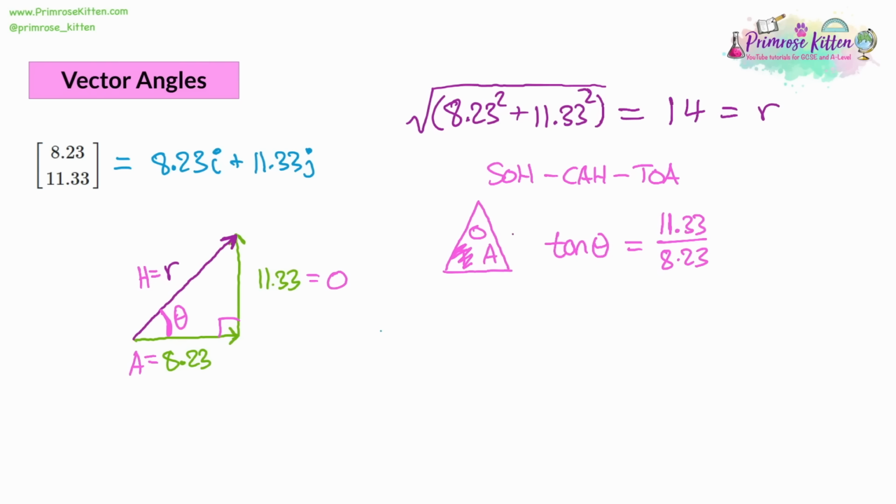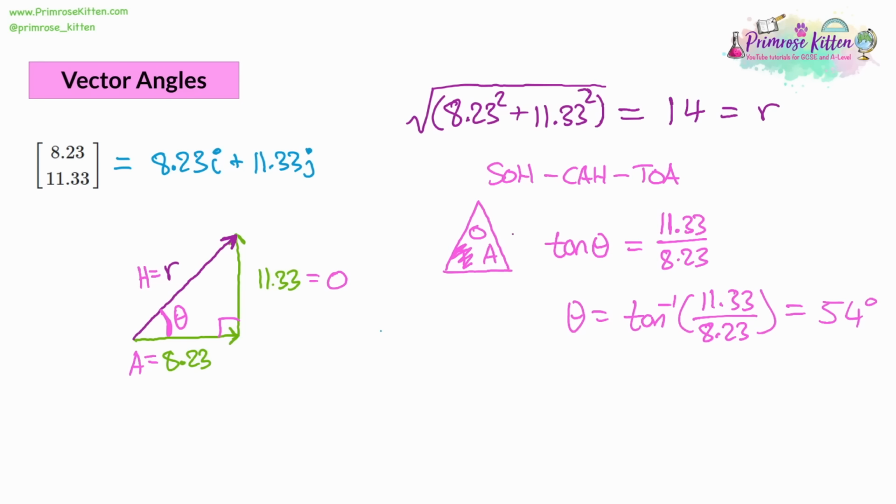So to solve the equation, we need to do tan to the minus 1 to both sides to get theta on its own. It's going to be tan to the minus 1 of 11.33 over 8.23. That can be typed into your calculator. Remember to open the brackets, that's really important. Divide the numbers by each other, close the bracket, and you should get 54 degrees. And that's actually 54 to one decimal place as well.